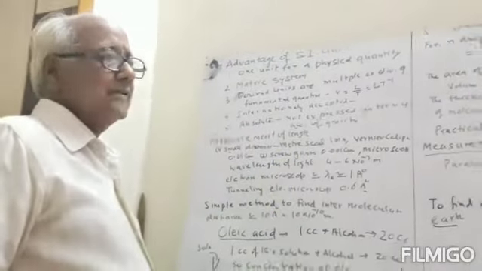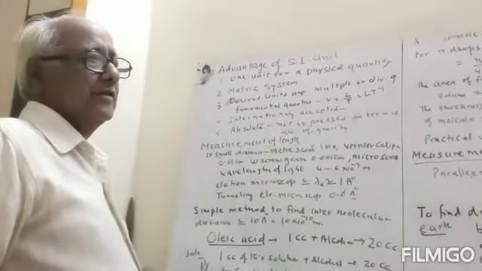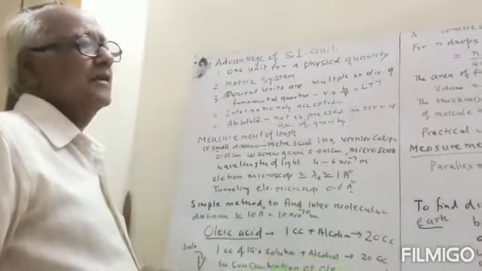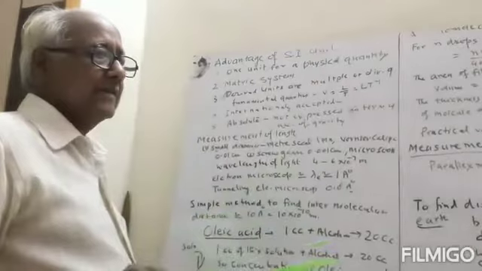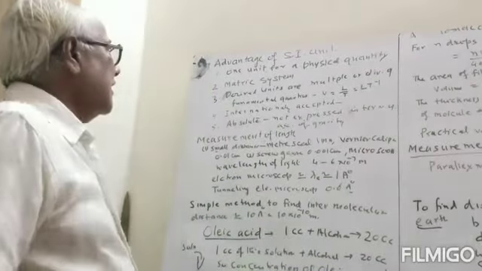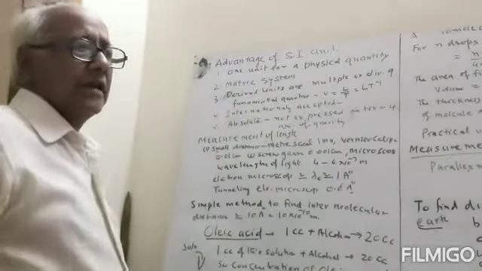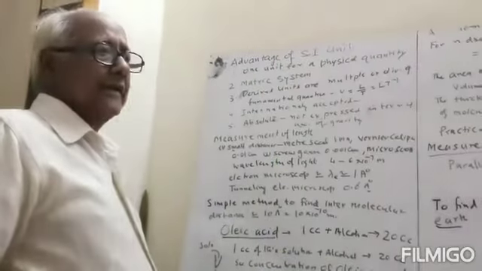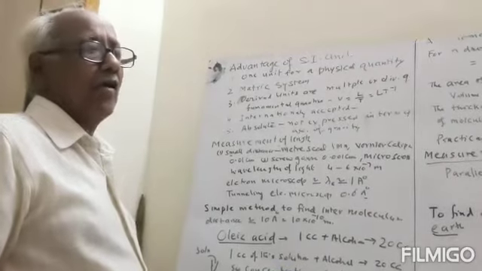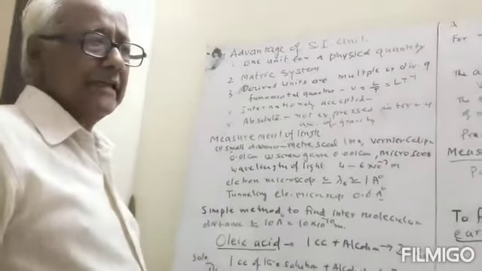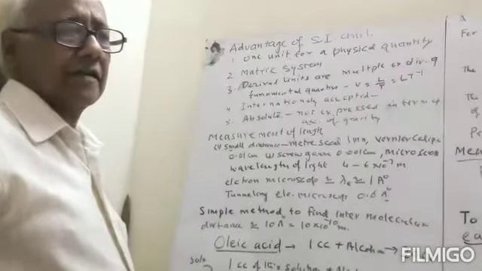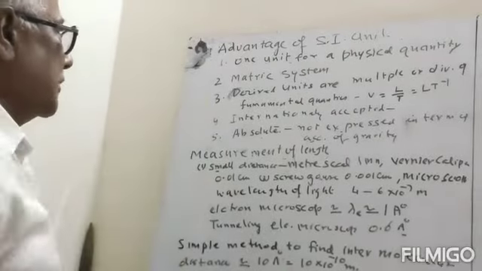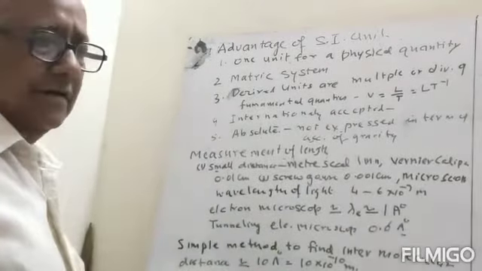The earlier units, CGS unit, MKS unit, and FPS units, have no meaning at this time. Now second is the metric system. In the metric system, the quantities are in multiples of 10 or divisions of 10, so it is easier for calculation. It is not a fractional quantity. It is always a multiple of 10 or division of 10. So the metric system is involved in this case. Now third advantage is there for the derived units.